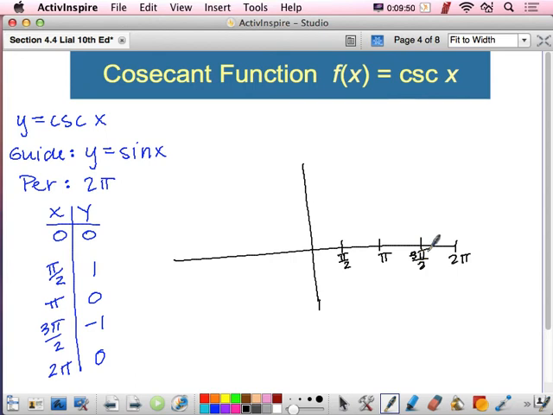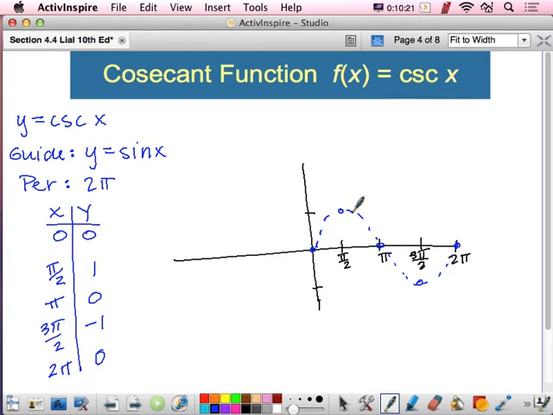Okay, so right now it looks like we have this point, this point, and this point. There is your guide graph. Looking at that guide graph, how many vertical asymptotes are we going to see right now? Like, before I extend it. We're going to see 3.